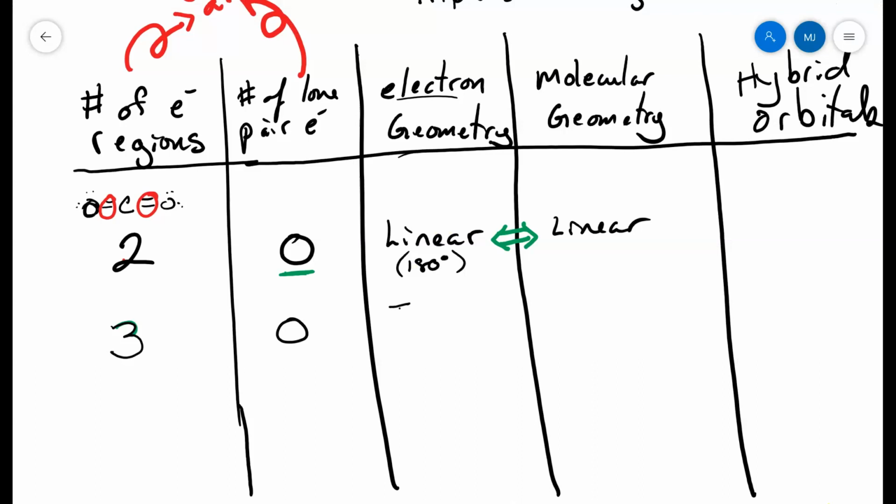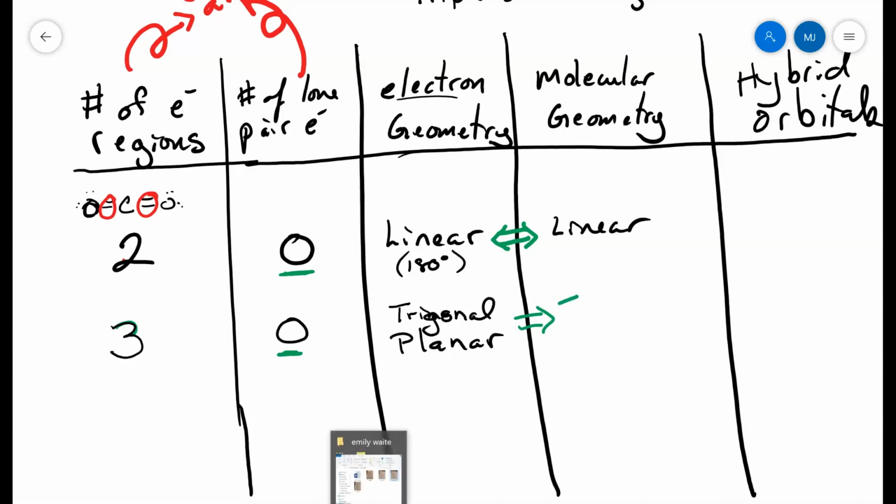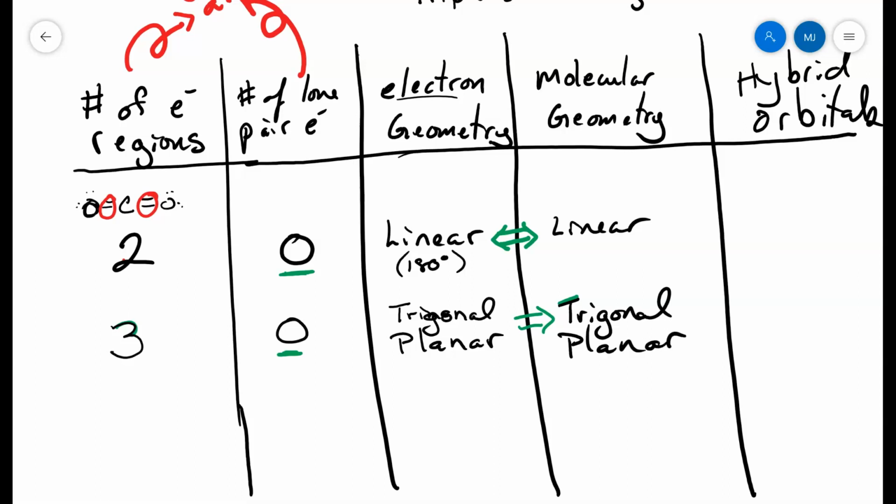So 3, 0 is called trigonal planar. And again, because I have 0 lone pairs, my molecular geometry is also trigonal planar. All right, so far so good.